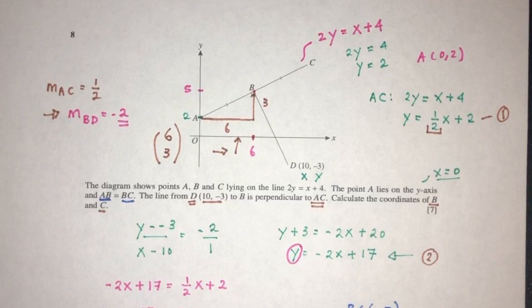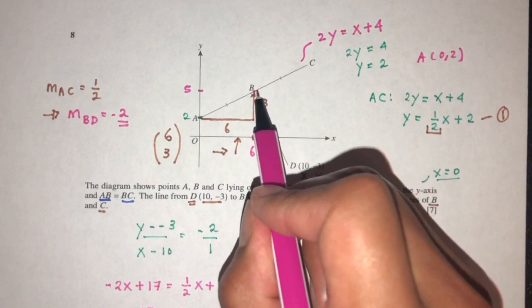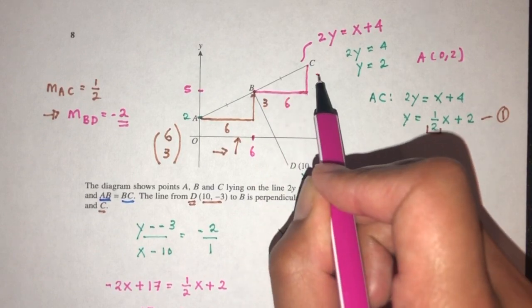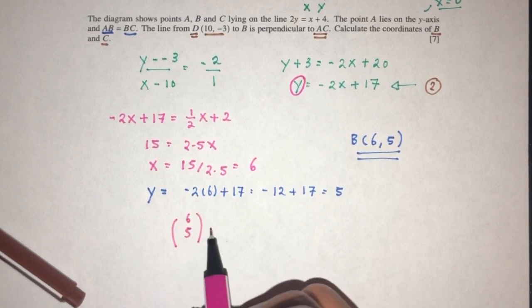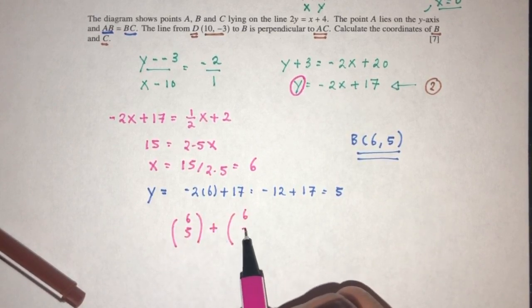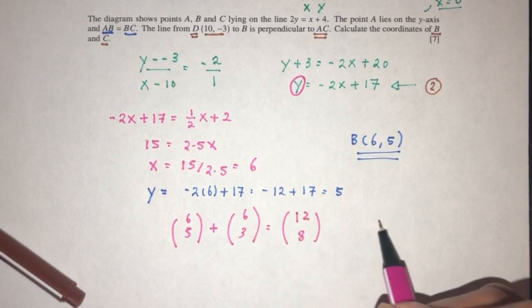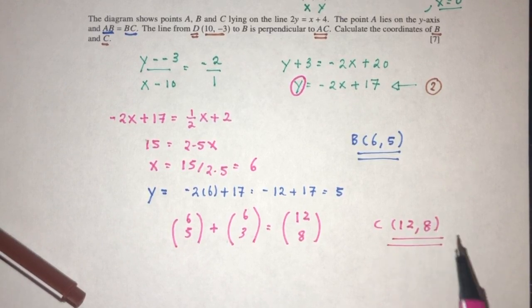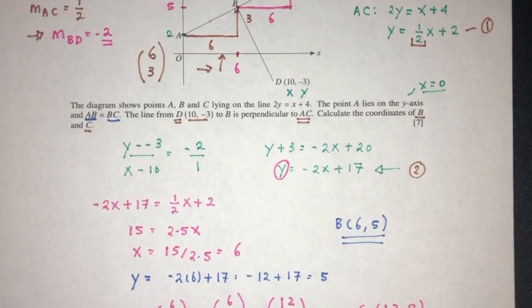The same logic applies because we know that AB and BC are of the same length. From B to C we have to move the same thing, (6, 3). So the point B is (6, 5), moved by the same vector (6, 3). That will give you (12, 8). The point C will be simply (12, 8). And that is how you can find the coordinates of your point C.